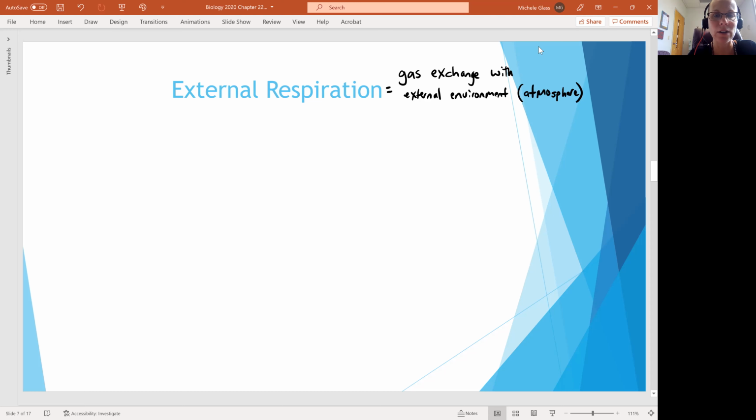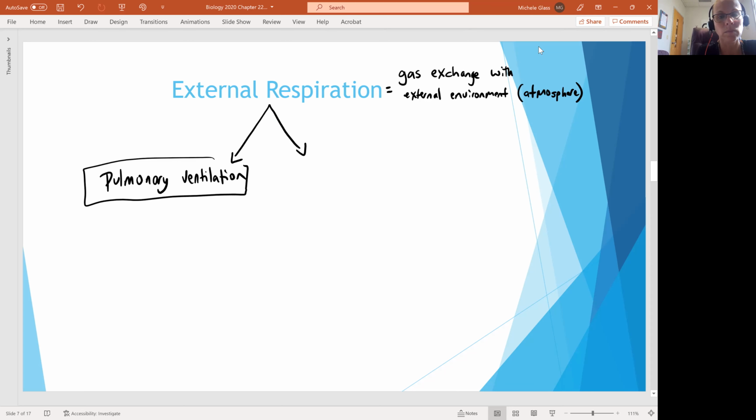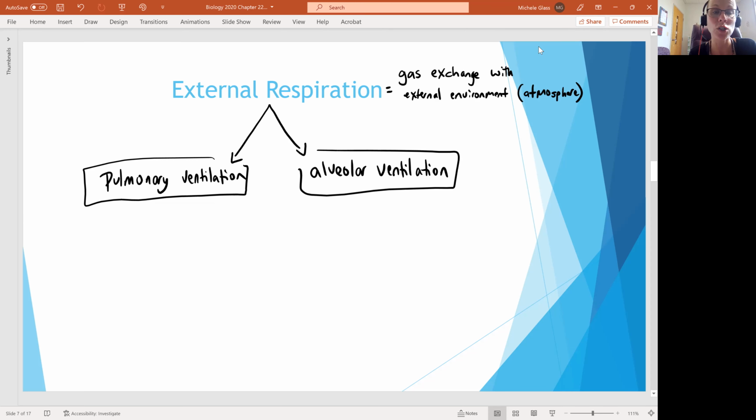And when we talk about external respiration, we can divide that up into two categories. So we have what's called pulmonary ventilation and alveolar ventilation. So external respiration is divided up into pulmonary ventilation and alveolar ventilation. For me, pulmonary ventilation is what I mean when I say breathing.